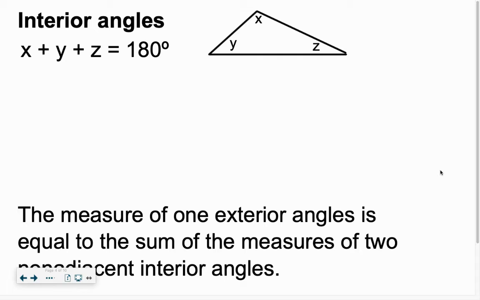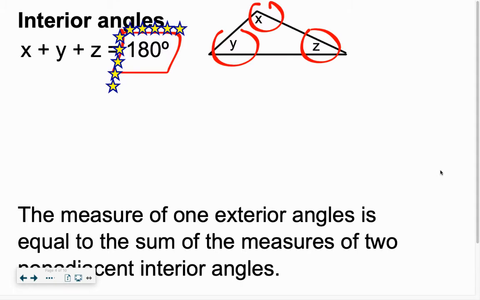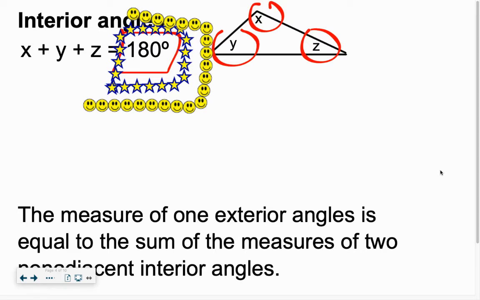Notice up here at the top, you can see that all the interior angles in a triangle will always add up to 180 degrees. So if you need to put little smiley faces or stars around that, please note that a triangle will always add up to 180 degrees. All three angles, no matter what. So again, stars, smiley faces, that's the big thing we're starting with today.